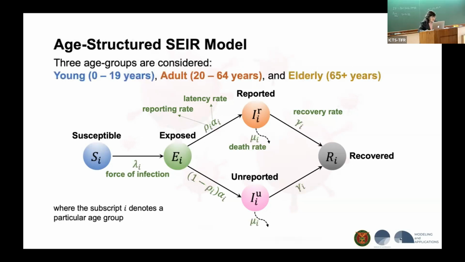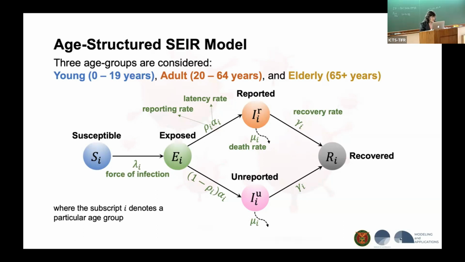And since the risk severity of COVID-19 cases and the vaccine program of the country depend on age, each epidemiological class is divided into 3 age groups. The young age group is from 0 to 19 years old, adult is from 20 to 64 years old, and elderly is from 65 years old and above. This subscript i here denotes a particular age group.